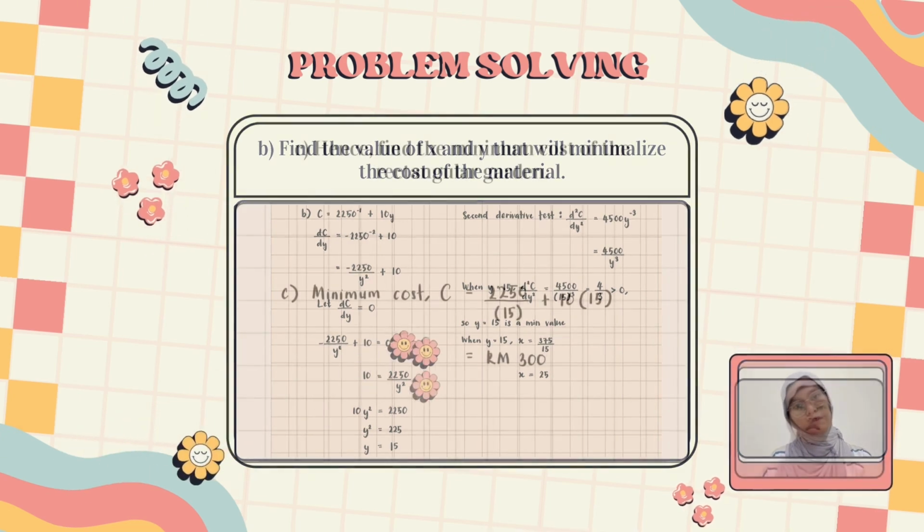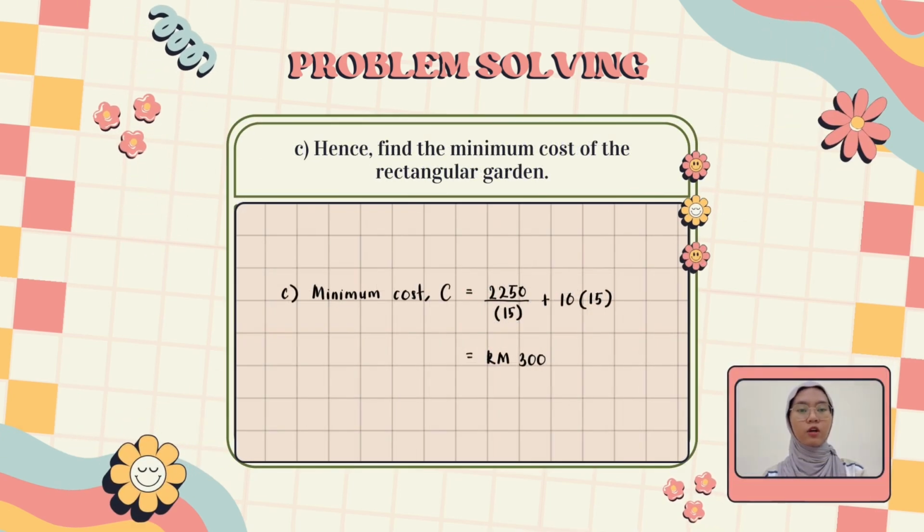So x is 25. Hence, find the minimum cost of the rectangular garden. So minimum cost, C, equals 2250 over 15 plus 10 times 15, equals Ringgit Malaysia 300.